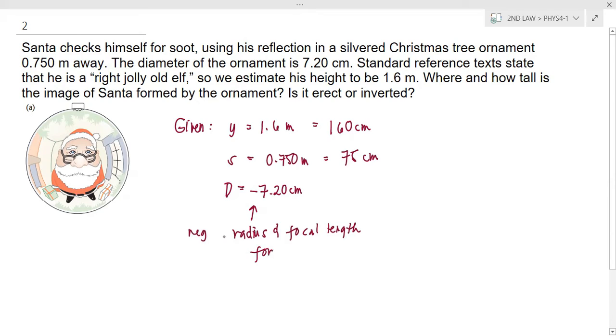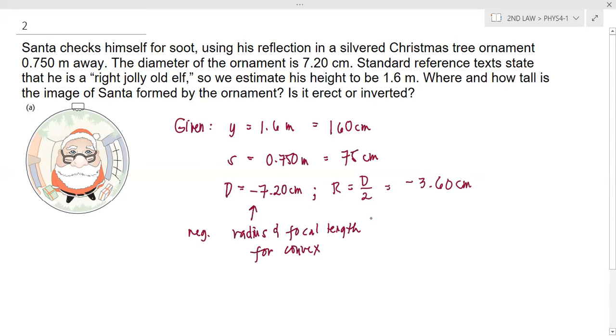This is for convex. Okay. Now dividing this by two, since our radius is half of our diameter, our radius now is negative 3.6 centimeters. So this is our radius.